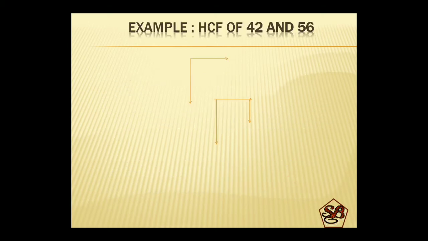Let's make it more clear with an example. Here we have to find the HCF of 42 and 56. Out of these two, 56 is the bigger number. So this is our dividend and 42 will become our divisor. We'll divide 56 by 42. 42 ones are 42. Subtracting both, we get the answer as 14. 6 minus 2, 4; 5 minus 4, 1.